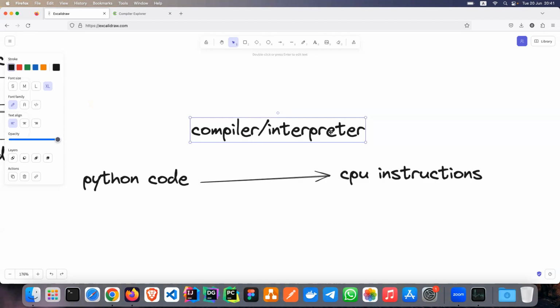Okay, so we need some tool to convert this from this to this, right? For that reason, we will go to python.org and download that tool.